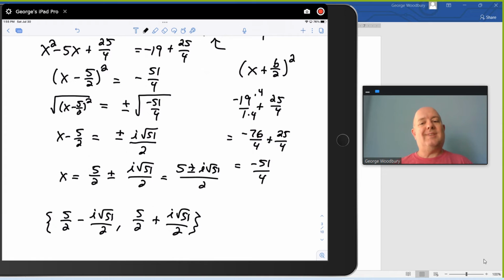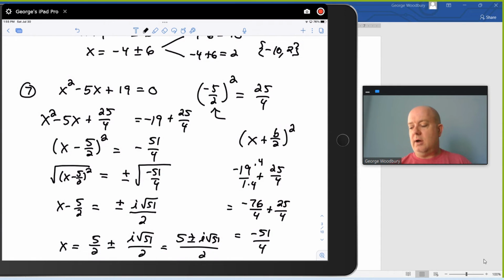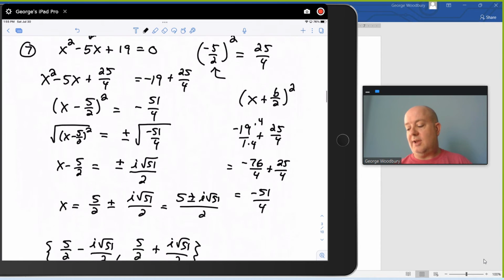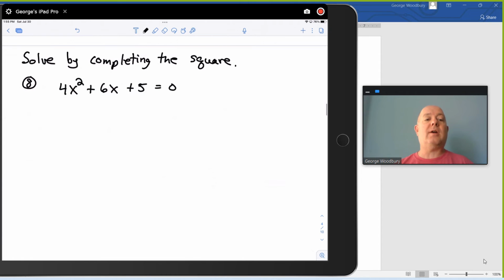So notice that in this problem, when we had that odd coefficient of the first degree term, the x term, things got a little messy with the fraction. And we didn't have that issue in the first problem we did. Now the next problem is going to take it up one more notch from there. Notice what's different here. 4x squared plus 6x plus 5.